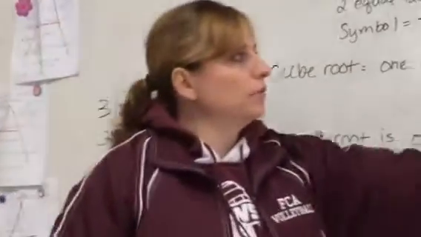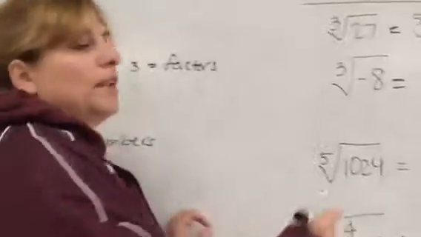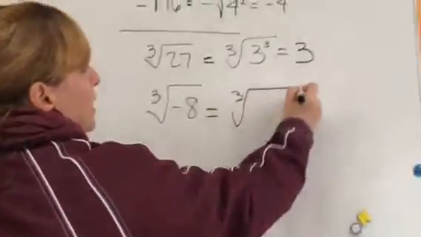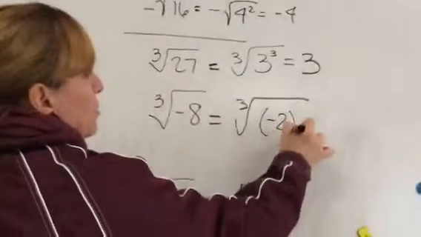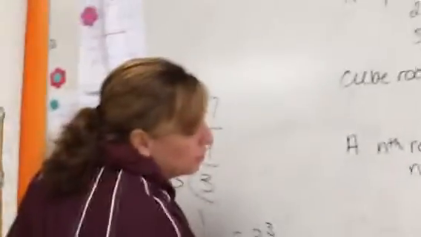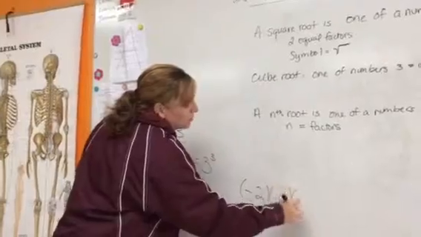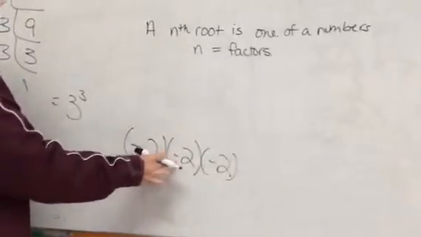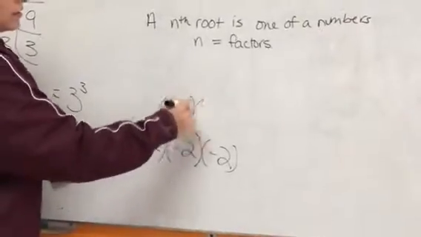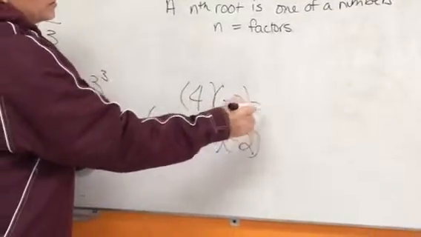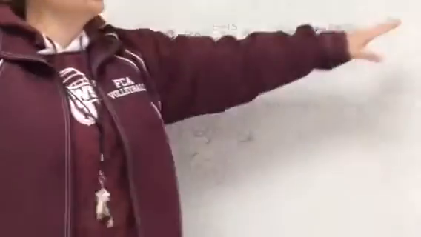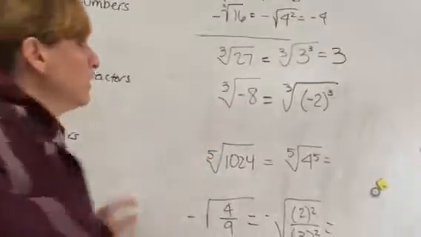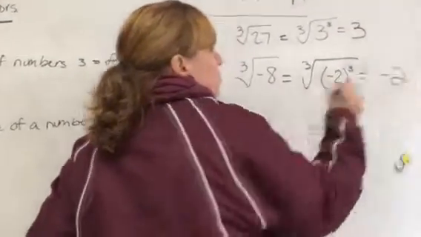Okay? Cubed root of negative 8. Cubed root of negative 8, if we broke that down, that would actually be negative 2 cubed. Let's look at that over here. Negative 2 times negative 2 times negative 2. Negative 2 times negative 2, a negative times a negative is a positive, times a negative 2. So that equals negative 8. The cubed root of negative 8 equals negative 2.